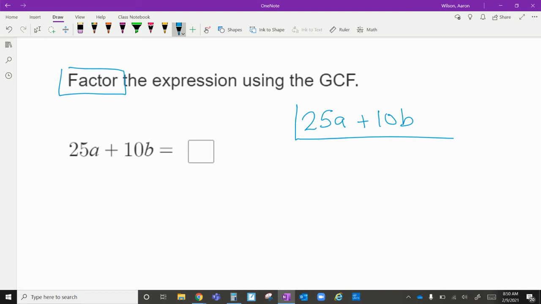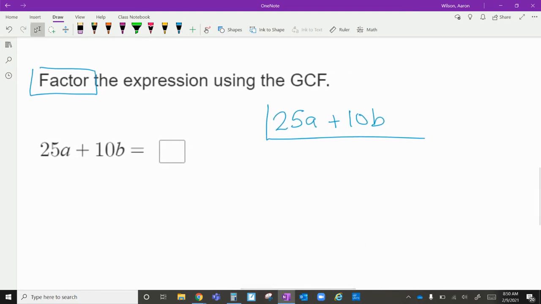So if you want me to go a little bit simpler on this one, think of your factors of 10, think of your factors of 25. Now you can write these as factor pairs if you want. I know that 1 times 10 is a factor pair of 10, but I know 2 times 5 is also a factor pair of 10.